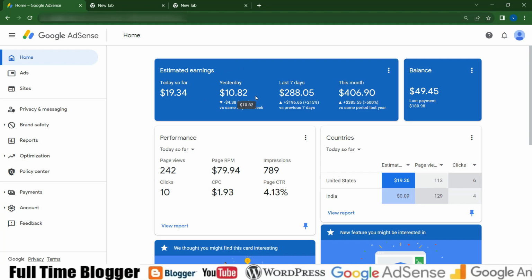You can see last day we created $10 there. We earned $10 last day, and today is $90 because it's just morning. Okay, I just started work, and in the last 7 days you can say we created $288, and $406 we generated this whole month, and now some days are left in the month to complete, so we will create more money. So this is money.